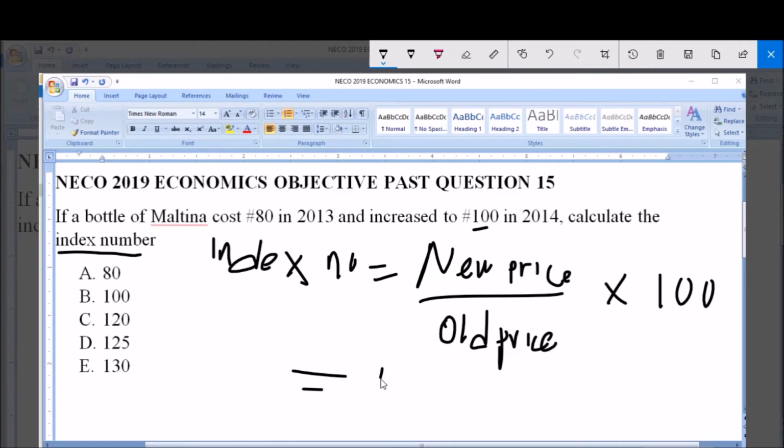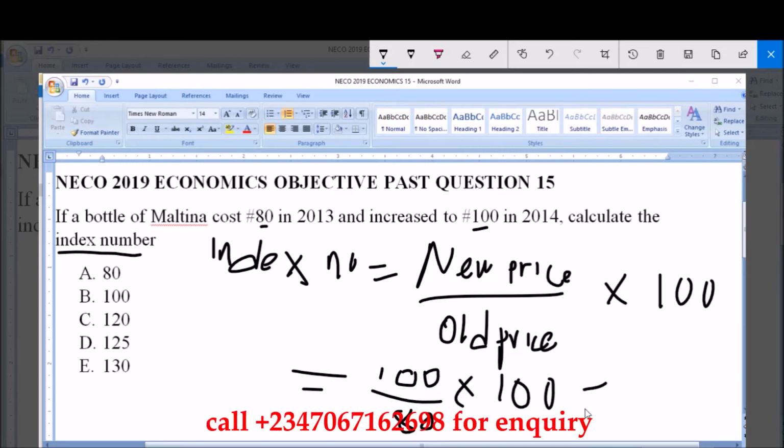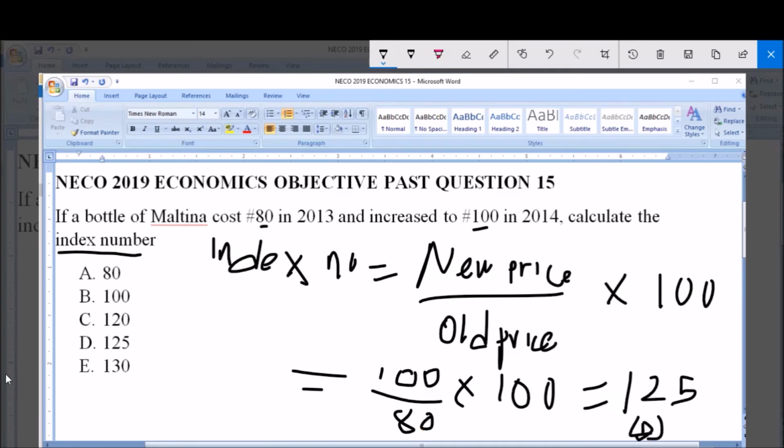So from our question, the new price is 100 naira. So 100 divided by the old price, which is 80 naira. So 80, multiplied by 100. So this, when you solve, will give you 125, which is option D. So 125, option D, is the index number.